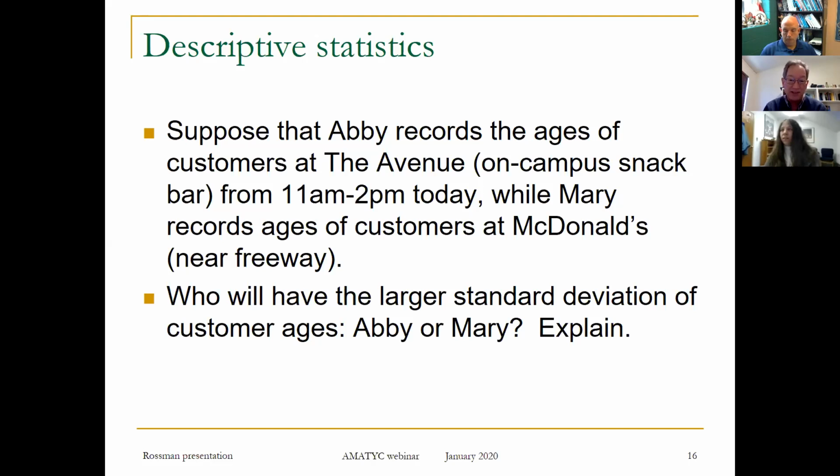What do you need to know? You need to know standard deviation is a measure of variability. The larger the variability in ages, the larger the standard deviation. You also have to have some sense that at McDonald's, you get all ages from infants to senior citizens. On campus, you get mostly 18 to 25-year-olds, but some older people, perhaps some younger people. But there's going to be more variability of ages at McDonald's than in the campus food line. So Mary is going to have the larger standard deviation of ages. And again, I think a question like this gets at whether students understand the concept of variability and the idea of standard deviation as a measure of variability, as opposed to giving them a bunch of numbers and asking them to calculate a standard deviation.